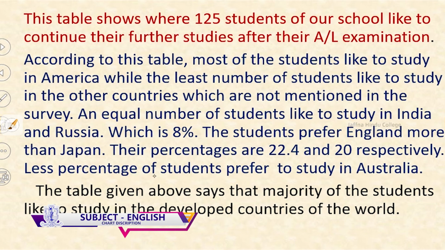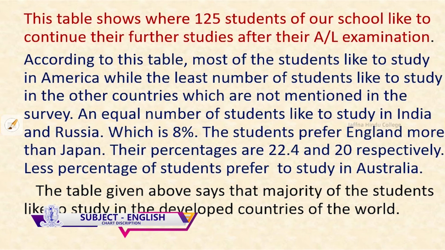And this is the key data that is shown from the table, and the conclusion is that the table given above says that the majority of the students like to study in the developed countries of the world. America, England and Australia are mentioned as the developed countries, and they say that the majority of the students like to study in the developed countries.